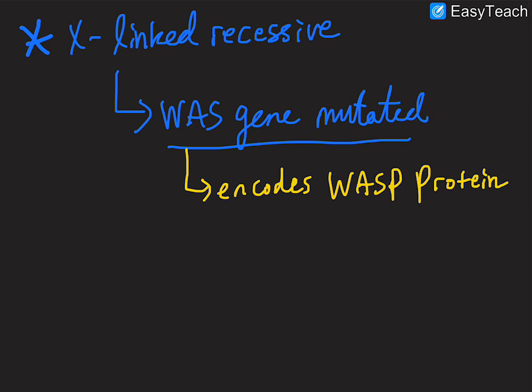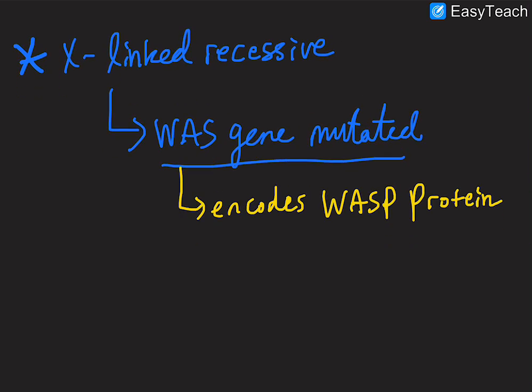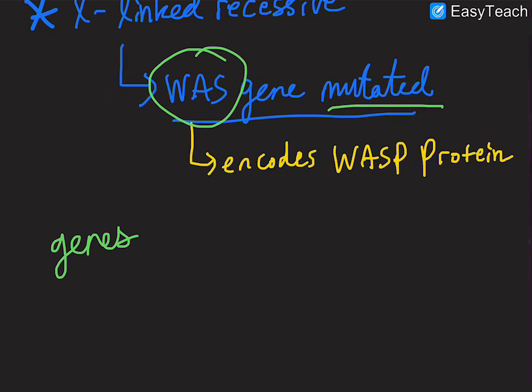So what is this disease? It's X-linked recessive, and the gene that's affected is called the WAS gene. That gene is mutated. And remember, our genes undergo transcription and translation, and we get proteins. For most of our genes, we transcribe it into RNA and then we translate it into proteins. So eventually, we can get proteins from the genes.